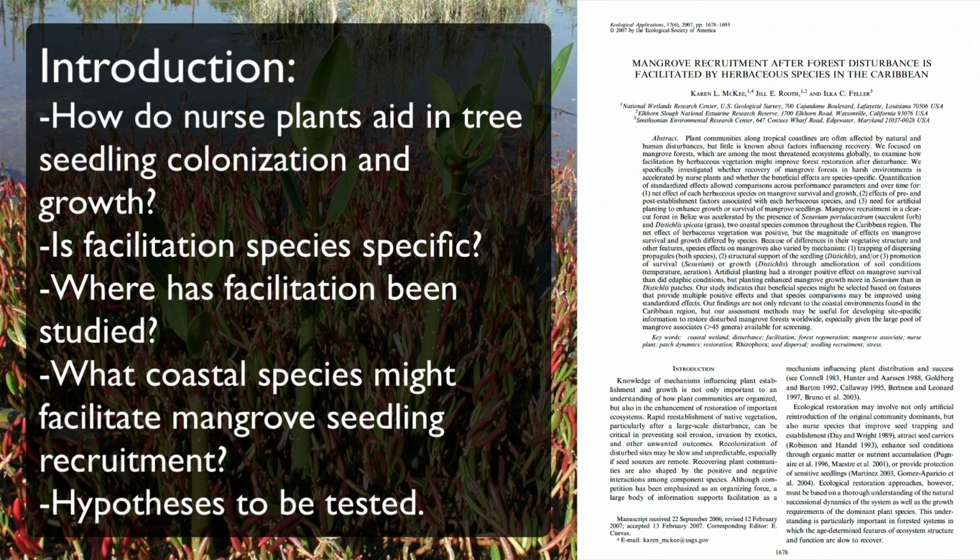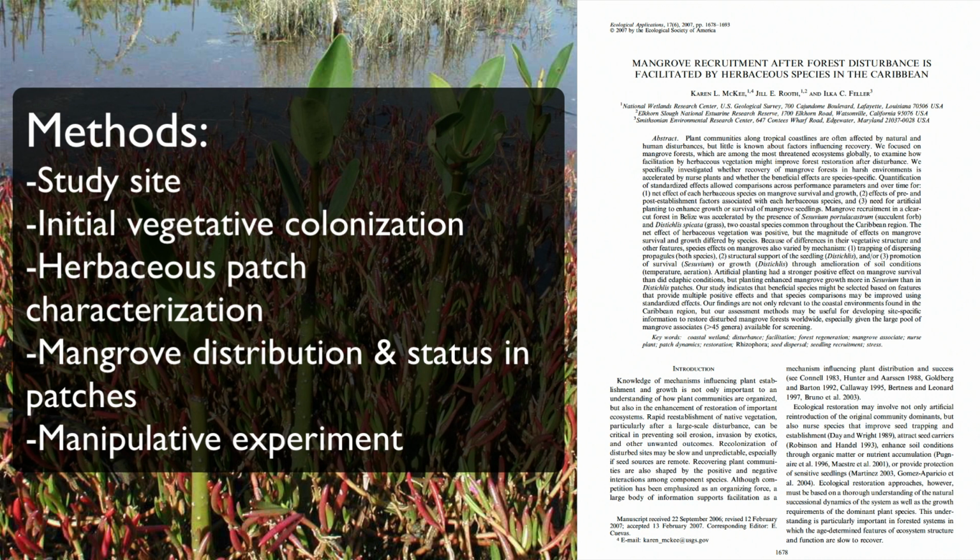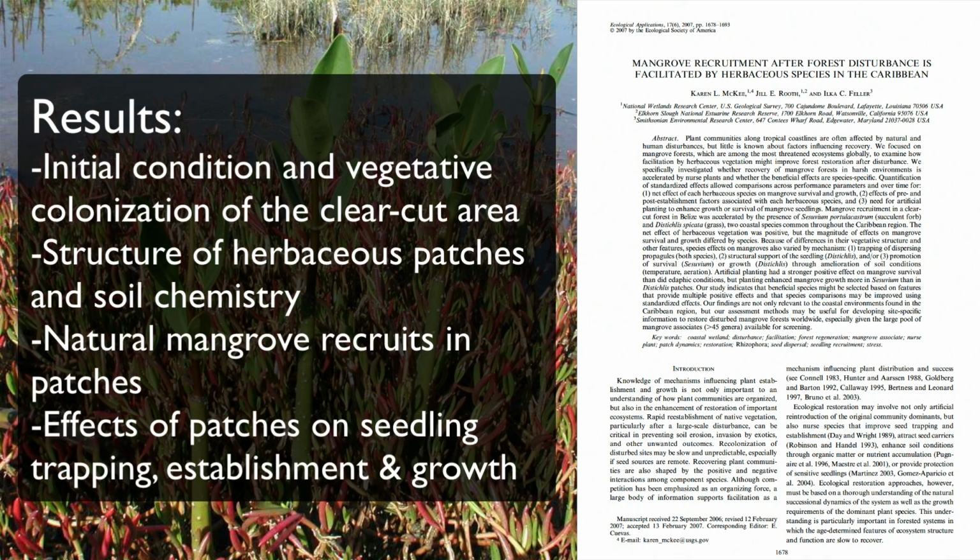Additional questions about the nature of facilitation and what coastal plant species might act as facilitators were described. The introduction ended with the hypotheses to be tested. The methods involve surveys and experiments designed to identify the ways in which nurse plants affect tree seedling establishment and growth. The results presented the characteristics of herbaceous patches, and an experiment showed that tree seedling colonization and growth was enhanced by nurse plants, but the magnitude and type of effect varied by species.